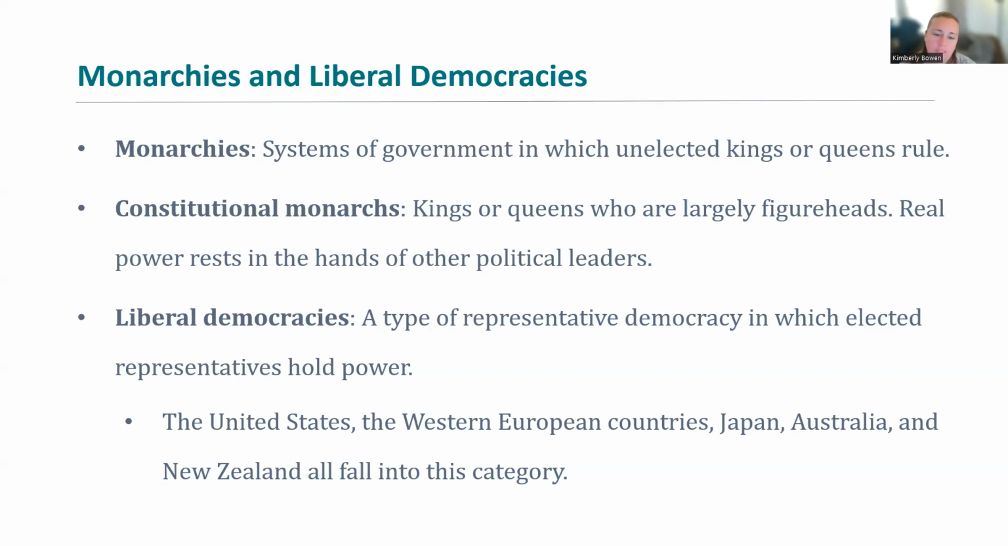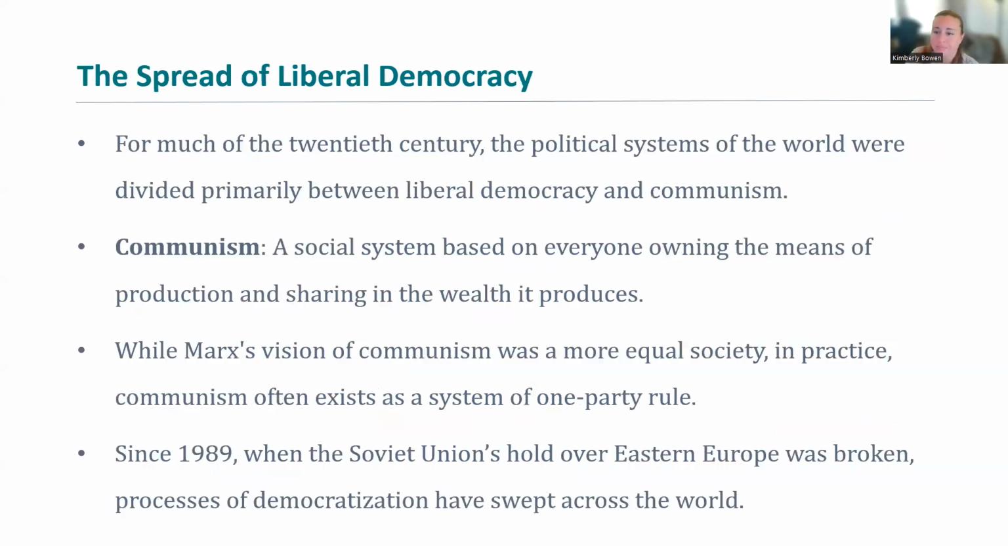Then you have liberal democracies, which is a type of representative democracy in which elected representatives hold power. The United States, the Western European countries, Japan, Australia, New Zealand all fall into this category. Now, even in the countries that I just listed, right? Japan, Australia, New Zealand, United States, and all of the Western European countries, there's a wide variety of what democracy looks like that falls within all of these countries, right? So just because you're a democratic country does not mean you operate in the same way.